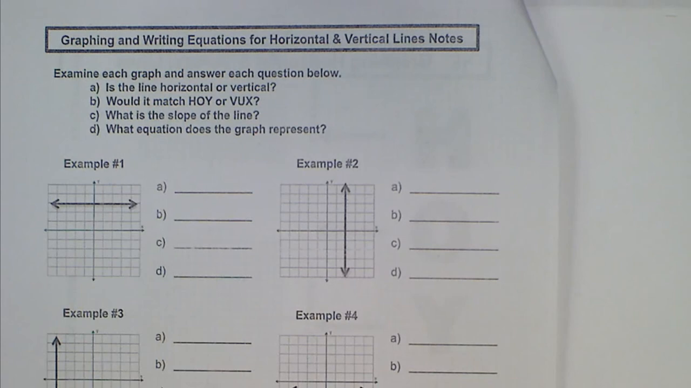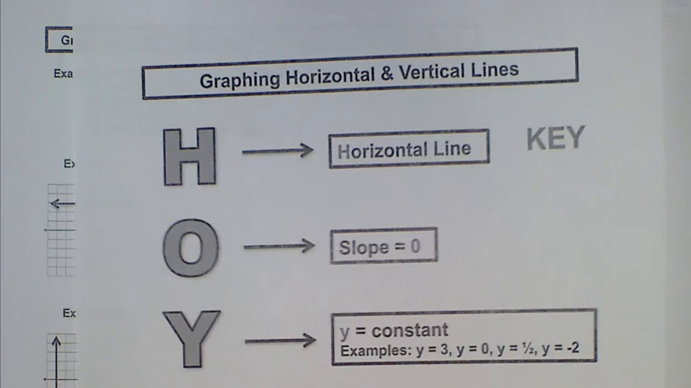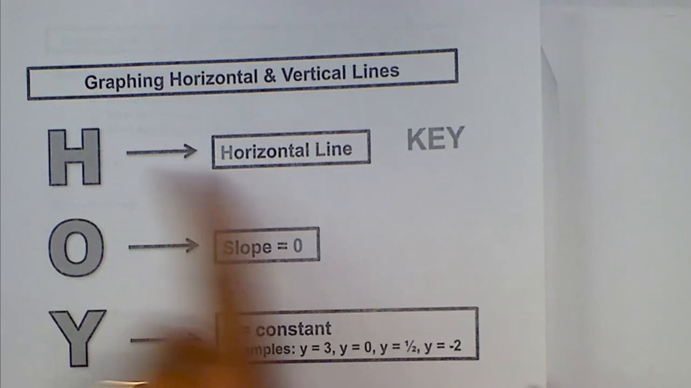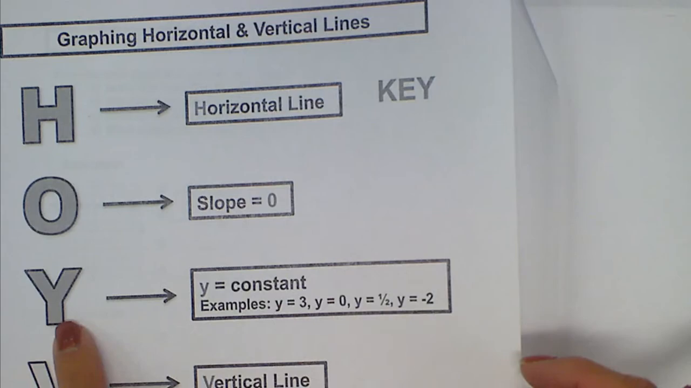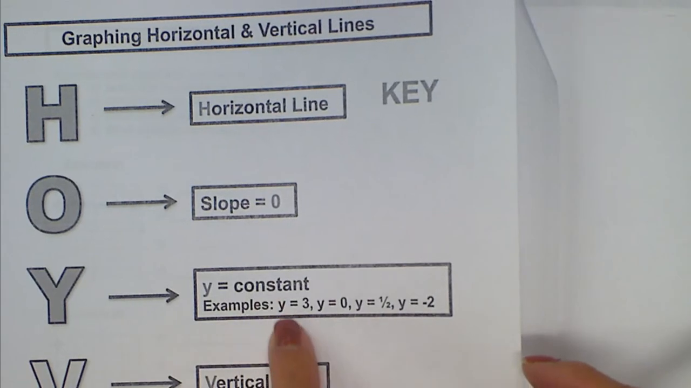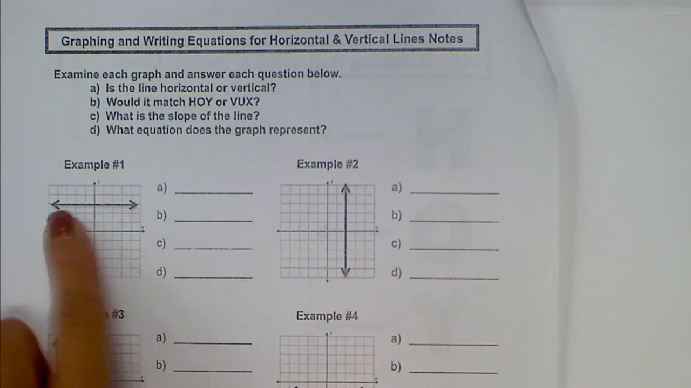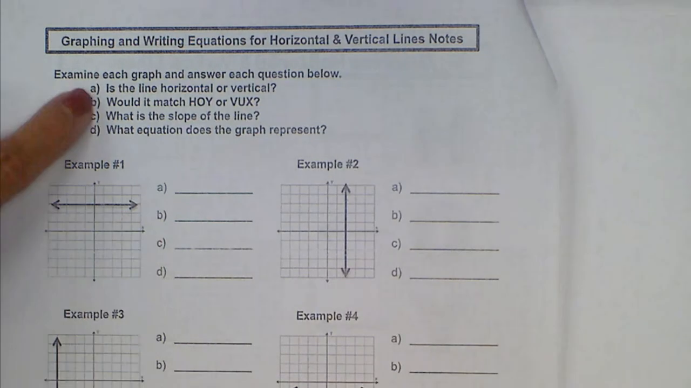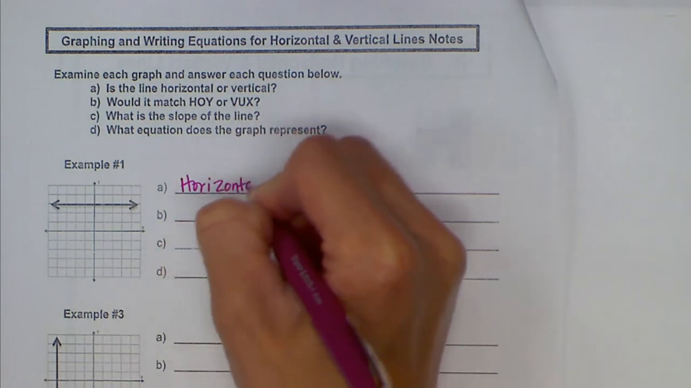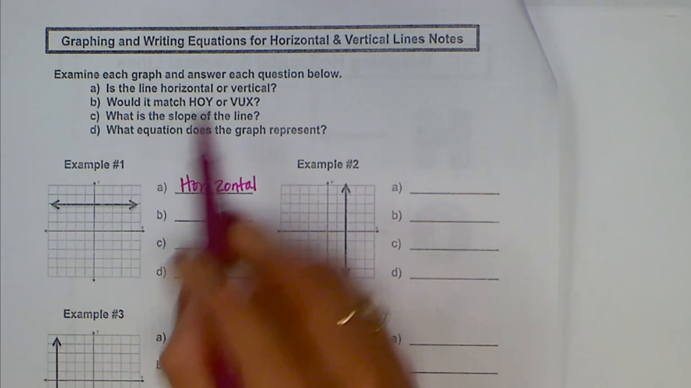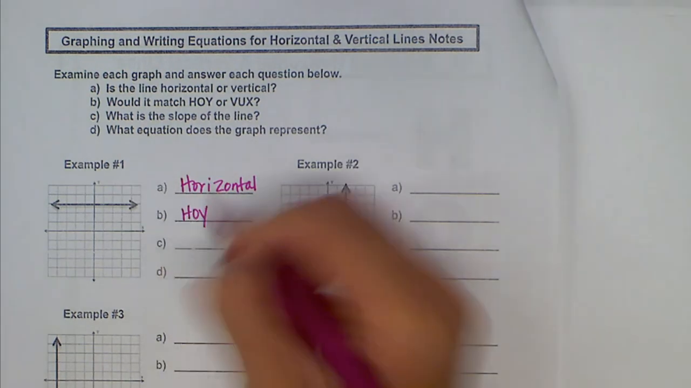Now keep in mind, remember on the previous page we talked about H stands for horizontal line, O, slope is 0, and Y is a constant number, so it's just going to be y equals a number. So let's look at this first one right here. So I know this is horizontal, so letter A is the line horizontal or vertical, so this is horizontal. So that means it would match HOI. So we want to remember what HOI stands for.